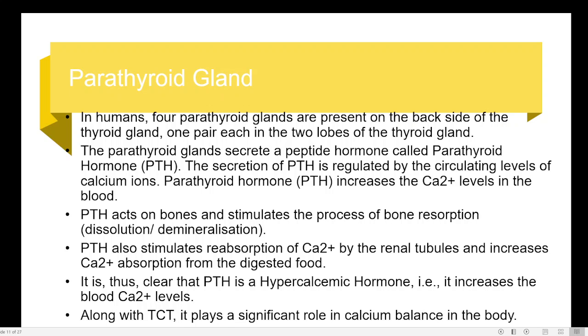So one by stimulating demineralization of the bone, another by absorbing more calcium ion from your kidney tubules, or by increasing the absorption of calcium from your digested food. So in a very simple sentence we can see that PTH increases calcium level in the blood. How? These are the various processes. So PTH, parathyroid hormone, will be increasing the level of calcium ions in your blood. It is thus clear that PTH is a hypercalcemic hormone.